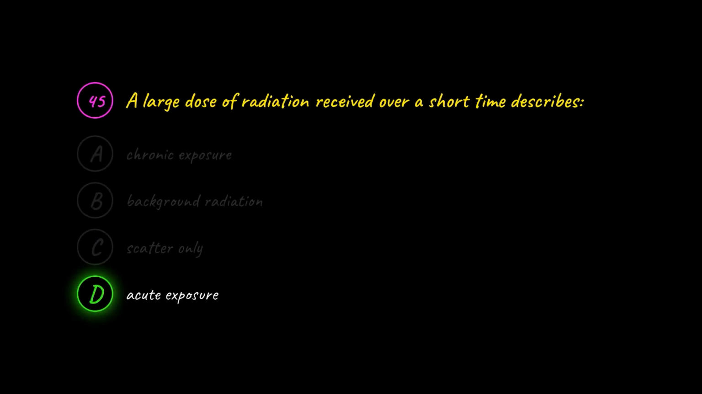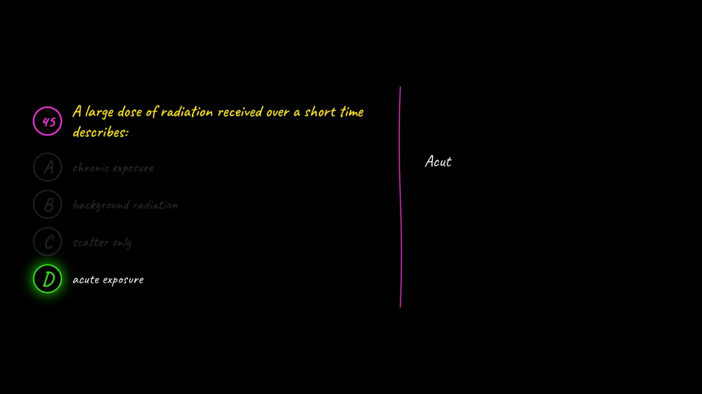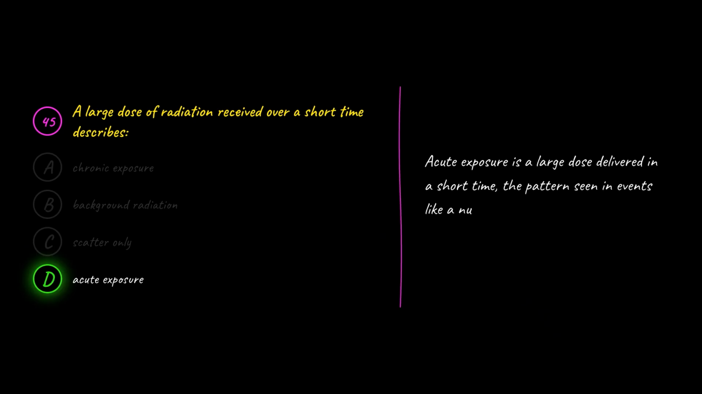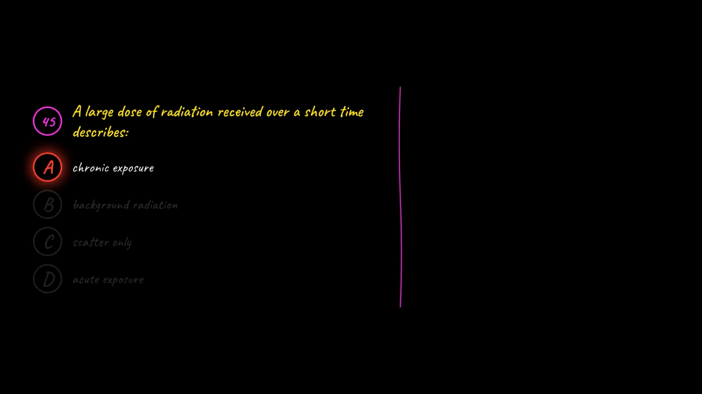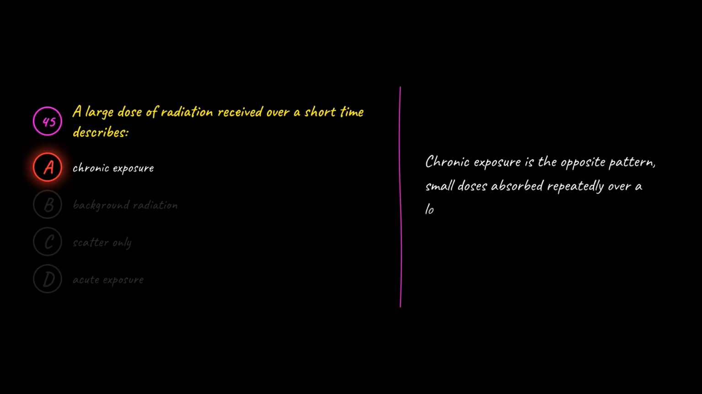The correct answer is D. Acute exposure. D is correct because acute exposure is a large dose delivered in a short time. The pattern seen in events like a nuclear accident, in contrast to the small repeated doses of chronic exposure. A is wrong because chronic exposure is the opposite pattern. Small doses absorbed repeatedly over a long period. Not a single large dose delivered quickly in one event.